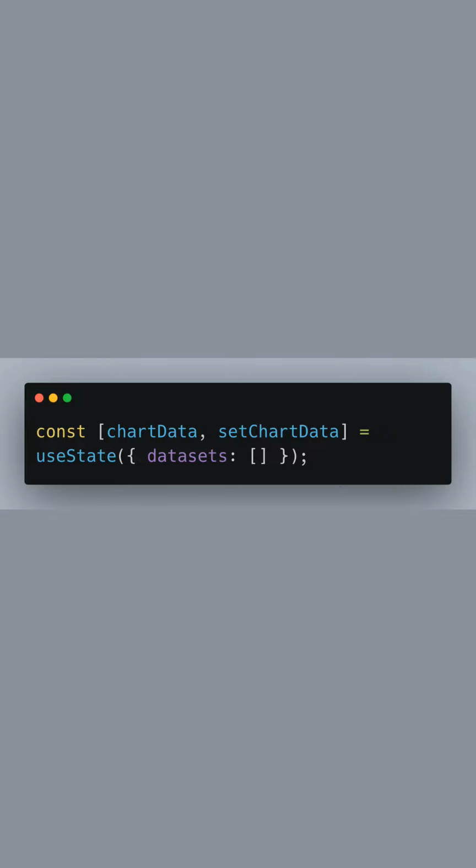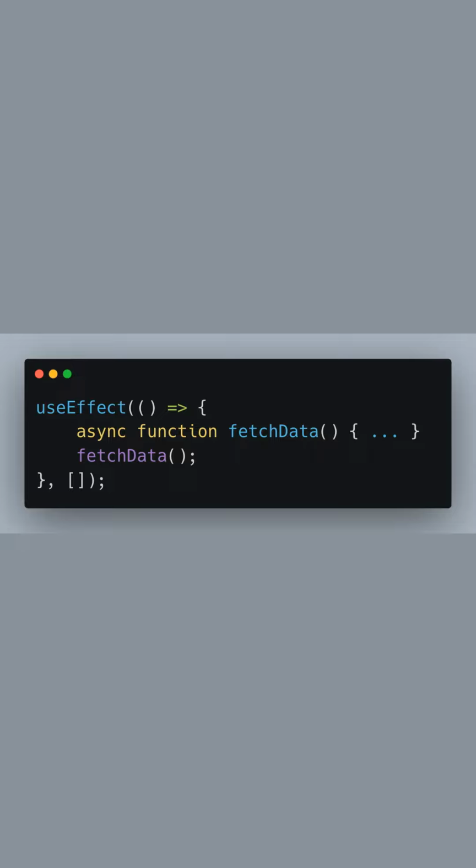In the DynamicChart component, a piece of state called chartData is initialized using the useState hook. Initially, it's an object with an empty datasets array, which will later hold our chart data. A useEffect hook is used to perform the fetch operation when the component mounts. It defines an async function fetchData, and then calls it immediately. The empty array as the second argument to useEffect ensures this effect only runs once after the initial render.